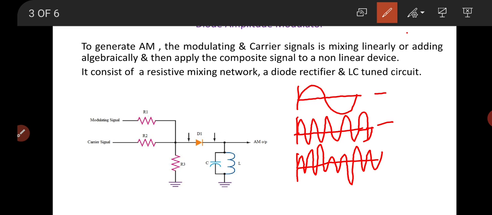The diode functions as a rectifier in this circuit. The composite waveform, as shown in this figure, is applied to the diode. The diode gets forward biased by the positive going half cycle of the input wave, and during the negative part of the wave, the diode is reverse biased. The current through the diode is in the form of positive going pulses, and its amplitude varies according to the amplitude of the input wave, or in turn the amplitude of the modulating signal. So the current through the diode is more when the modulating signal amplitude is more.